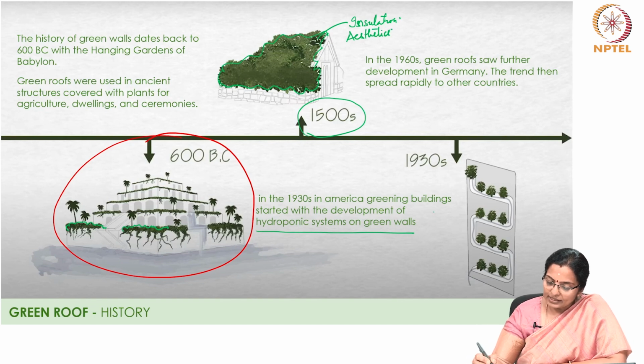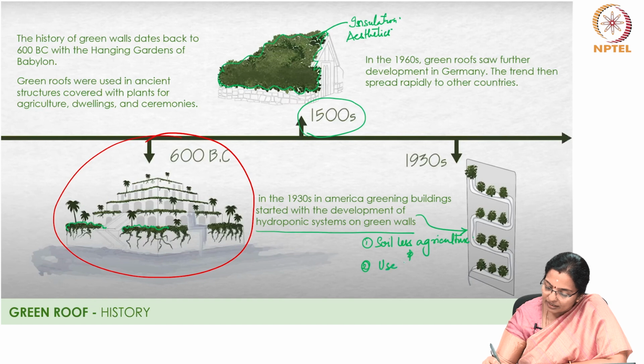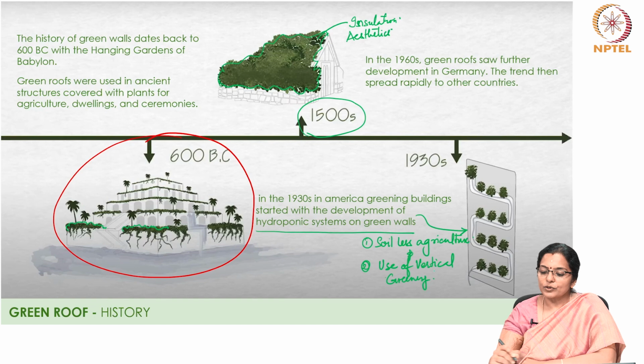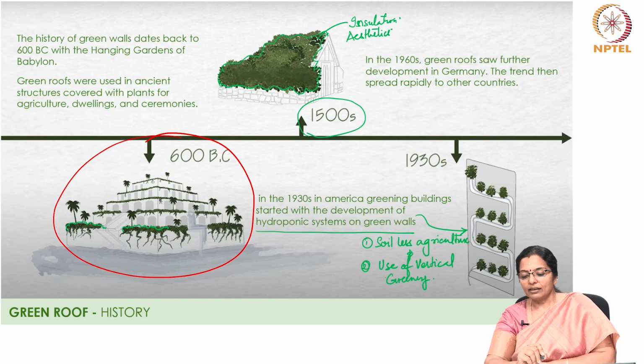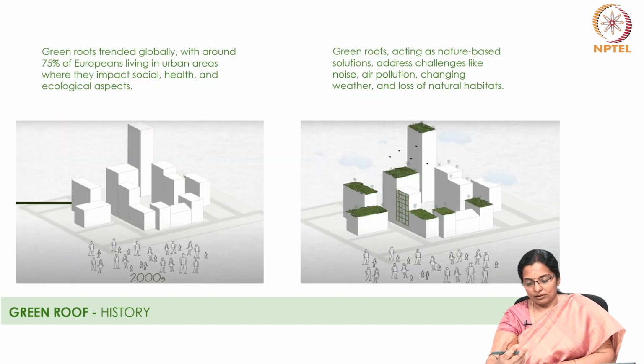In the 1930s, in America, greening buildings started with the development of hydroponic systems on green walls. Because of this, soilless agriculture and use of vertical greenery were combined. In the 1960s, green roofs saw further development in Germany, and the trend then spread rapidly.